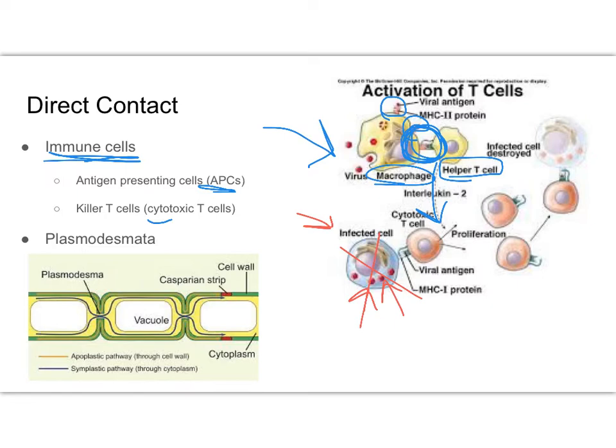That's how it's going to know. Coming in contact with the helper T cell helped it learn what the foreign invader was, and then coming in direct contact with the infected cell helps it realize that that cell is actually infected.